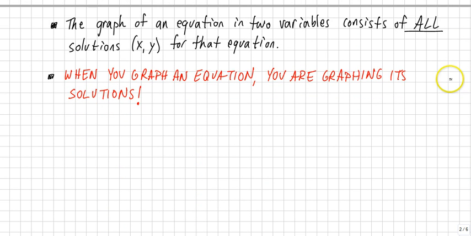Well, when you graph an equation that has two variables, the graph is basically all of the solutions x comma y for that equation. So basically what that's saying is when you graph an equation, you're graphing its solutions. When we ask you to graph something, we're not asking you to graph it just because the graph looks cool, like art class. When you graph an equation, you are literally graphing all of its solutions, all the ordered pairs that solve that equation. So it's a visual representation of where all the solutions are for that equation.